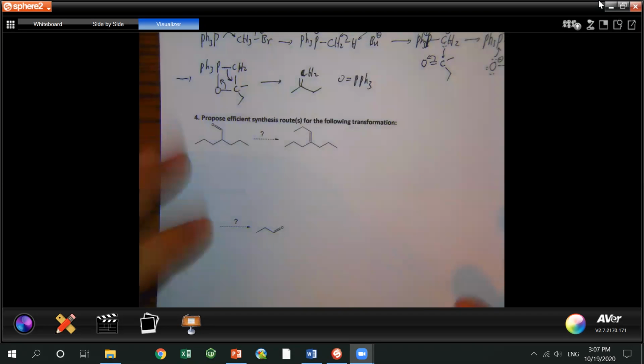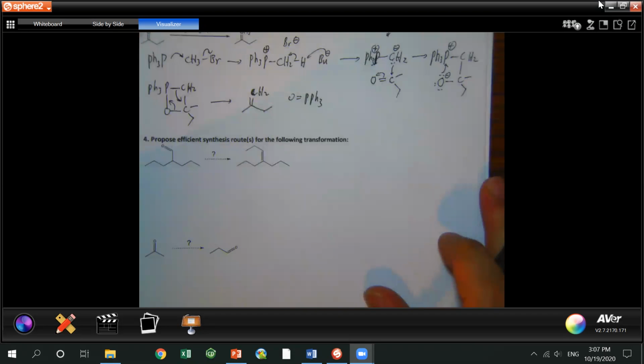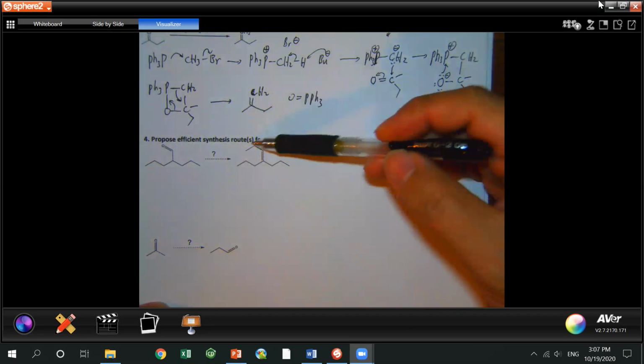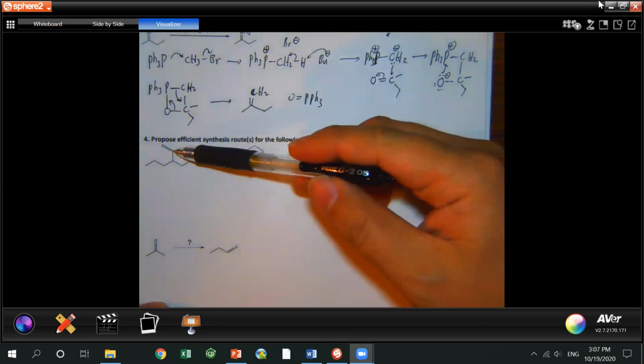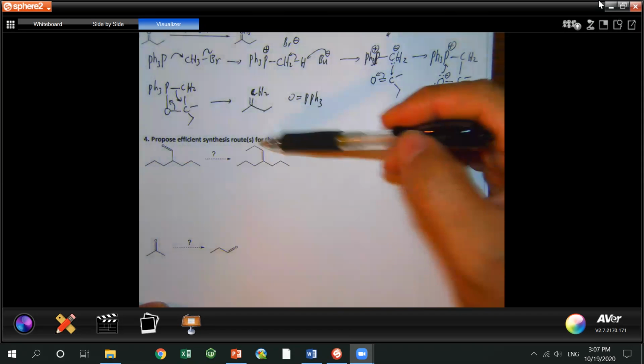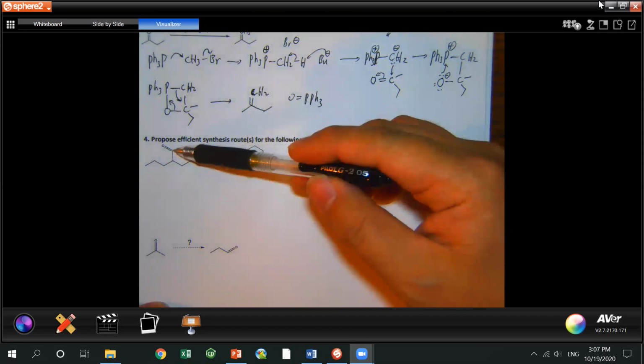Right. So next, synthesis design questions. Okay, the first one is actually not hard. You can clearly see there are three carbons, and we add two carbons onto the carbonyl carbon.